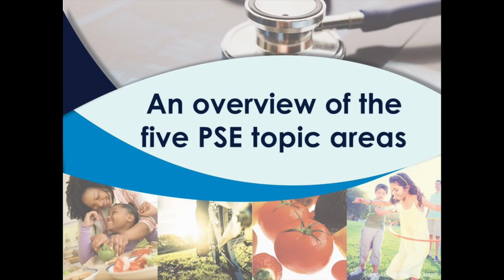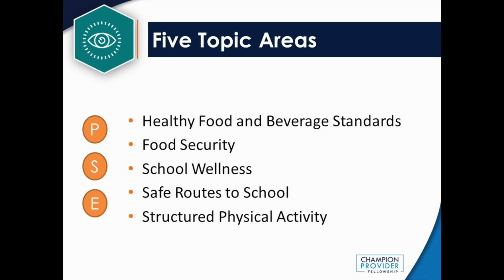In the Champion Provider Fellowship, there are 5 topic areas we ask our fellows to focus on. We will spend the final section of this module going over those topic areas. More information on the 5 topic areas can be found on page 19 of the PSE Playbook. The 5 topic areas in the Champion Provider Fellowship are healthy food and beverage standards, food security, school wellness, safe routes to school, and structured physical activity.